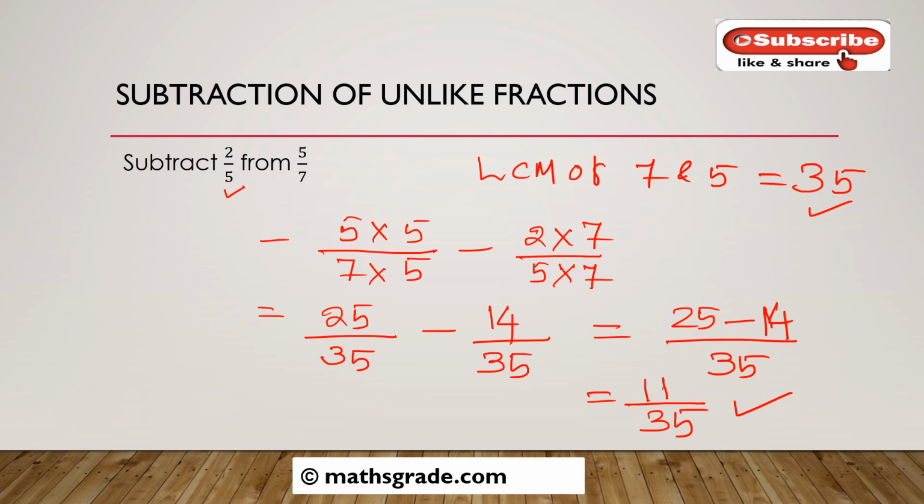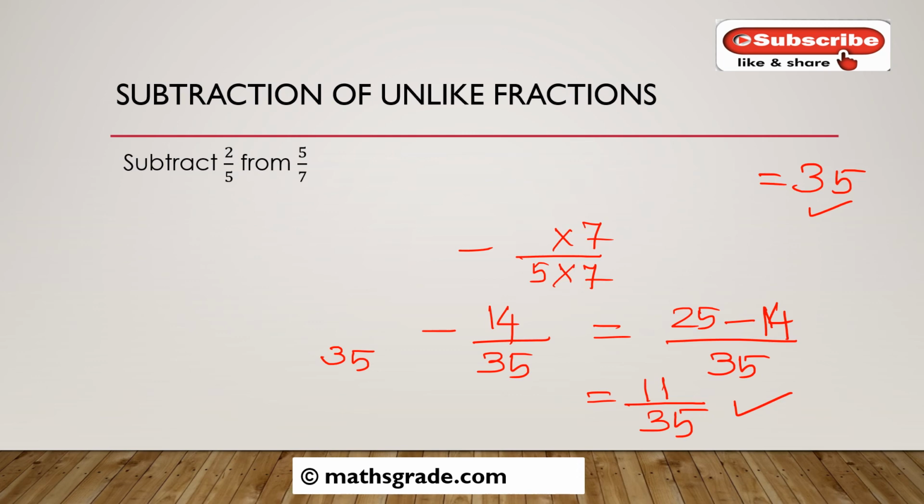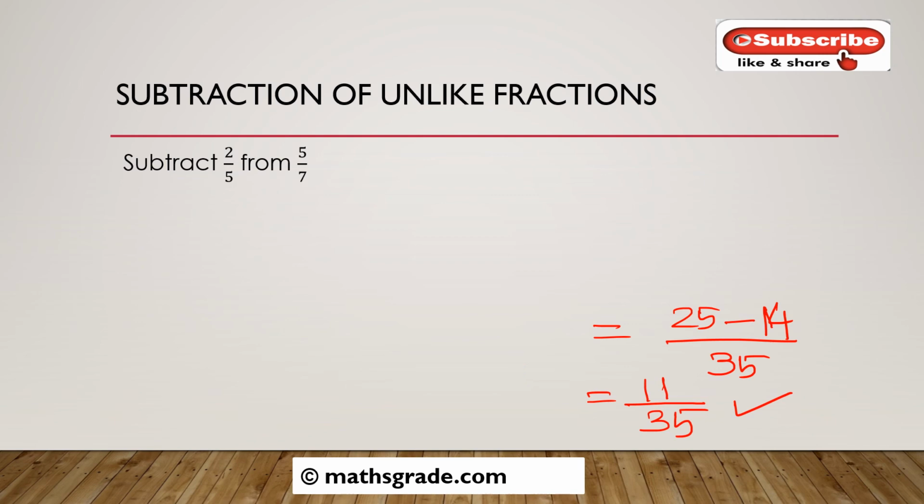So when we subtract unlike fractions, first find the LCM and then convert the fractions into equivalent fractions with the denominator equal to the LCM by multiplying the same number with both the numerator and denominator. Then, after getting the equivalent fractions, which are like fractions having the same denominators, we subtract the numerators only, and the result is the result of the subtraction of unlike fractions.